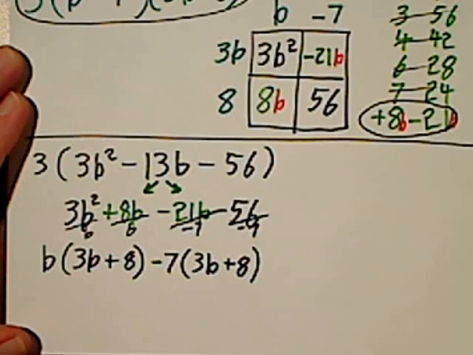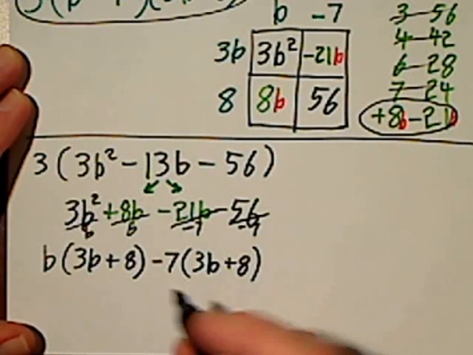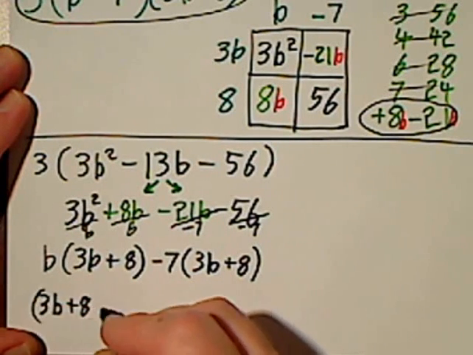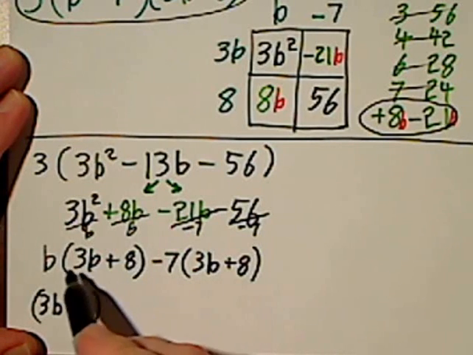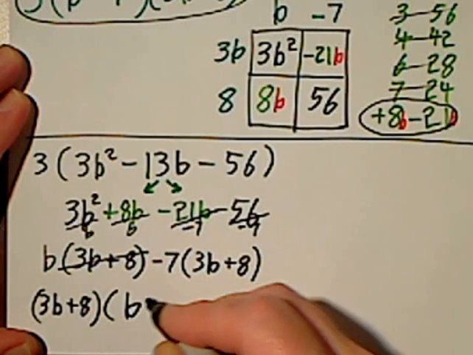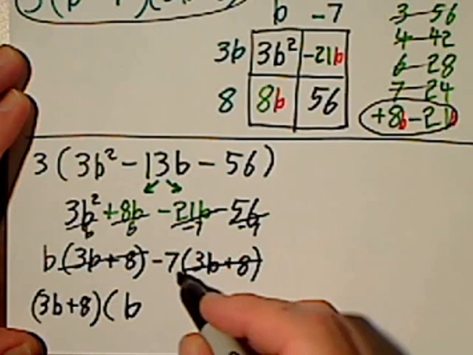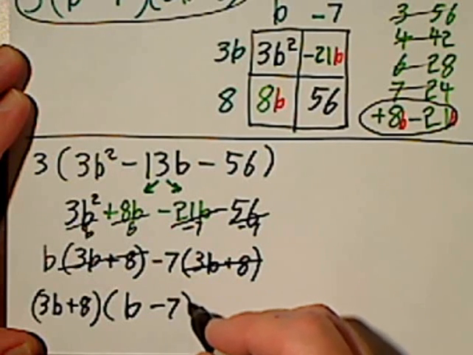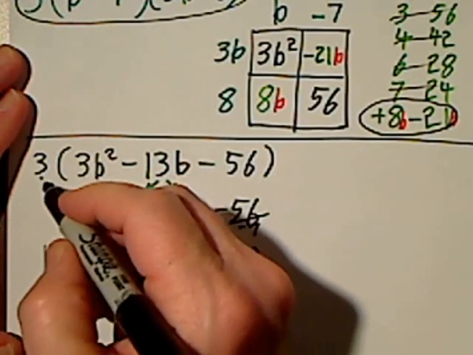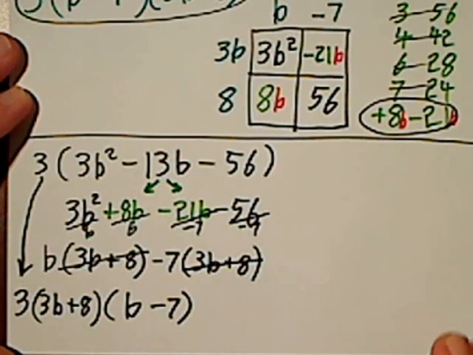And then you do the process one more time. 3b plus 8 is your greatest common factor now. It occurs here and it occurs over here. So 3b plus 8, when we factor it out of here, that's gone. The only thing left is the b. When we factor it out of here, that's gone. The only thing left is negative 7. This 3 that we factored out at the very beginning has to come down, and it sits in front of our answer.